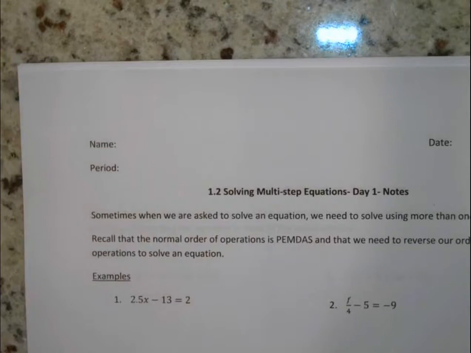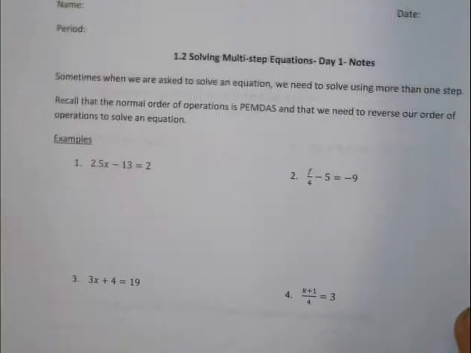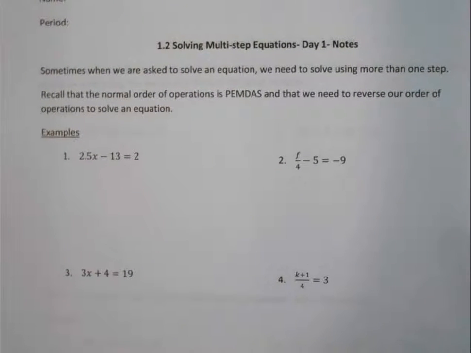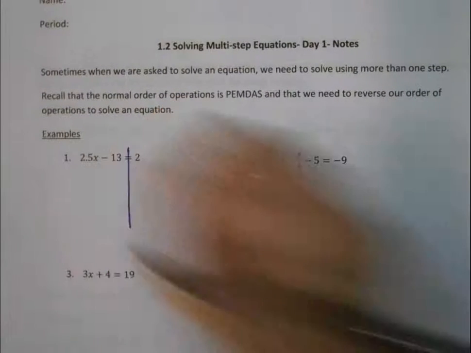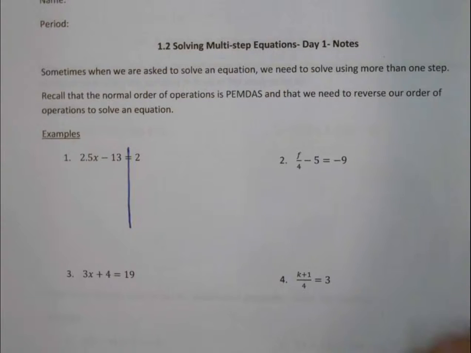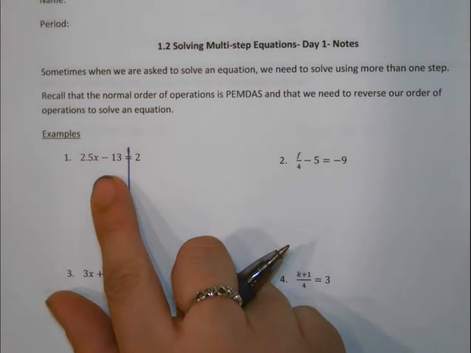Okay. Moving on, I'm solving multi-step equations. So this is kind of like what I was doing in the first one, except now I'm still getting the variable by itself, but it's going to take more than one step. So I start off by drawing my line. On number 1, I have 2.5x minus 13.